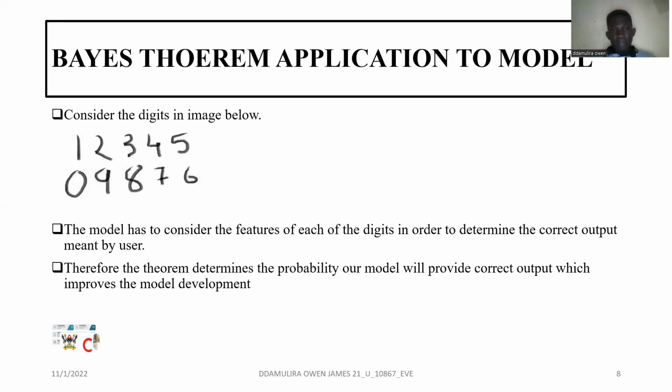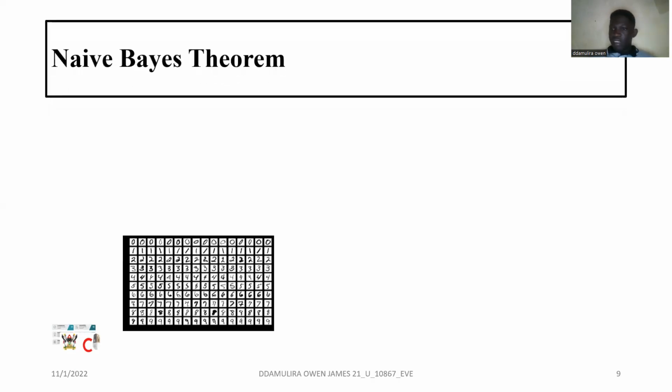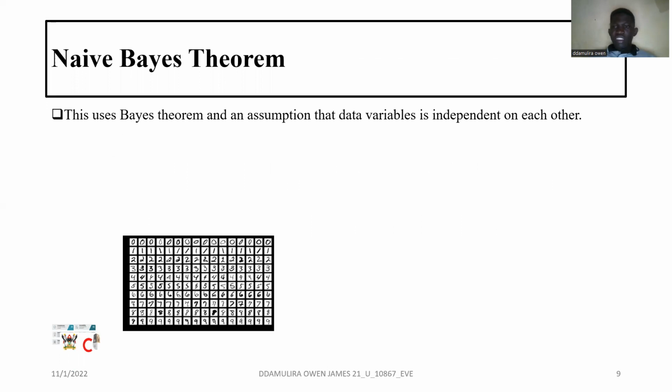So we use Bayes' theorem to determine which class an input belongs to. Then I come to naive Bayes' theorem. Naive Bayes' theorem uses Bayes' theorem. You know, these theorems seem the same, and if someone teaches you the theorem you'll think they are the same, but really they are different. This uses Bayes' theorem, but with an assumption that the data variables are independent of each other.